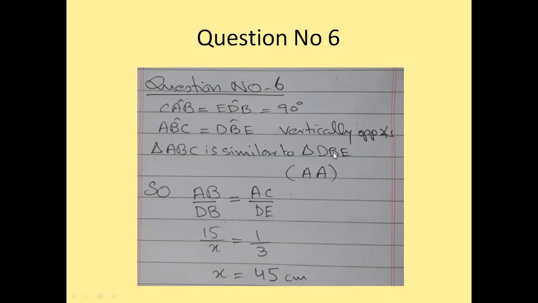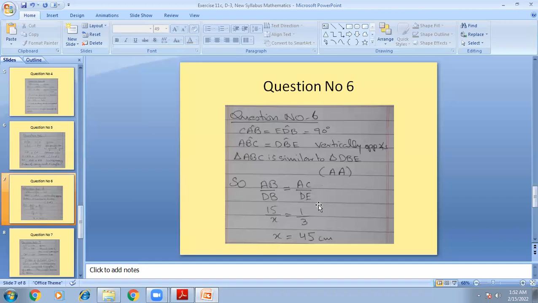AB divided by DB equals AC divided by DE. So I know their values. AB is 15, DB is X, AC is 1, DE is 3. So X will be 45 centimeter. Hopefully you understand this question. So let's go to the next question.